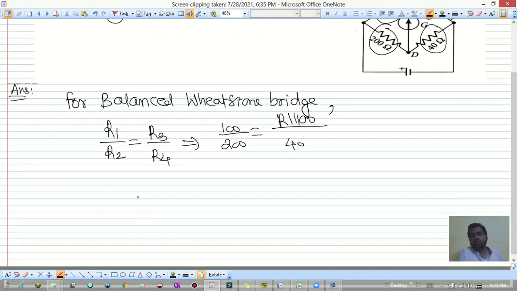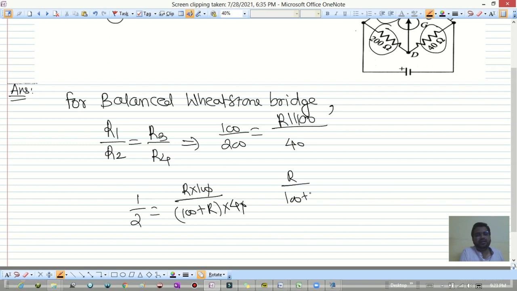So if you just solve this, you will get 1 by 2 is equal to R into 100 divided by 100 plus R, into 40. So we have this 0 get cancelled. This is R divided by 100 plus R is equal to 2. So R is equal to 200 plus 2R. So 2R minus R, right, this minus 2R, it will become equal to 200.